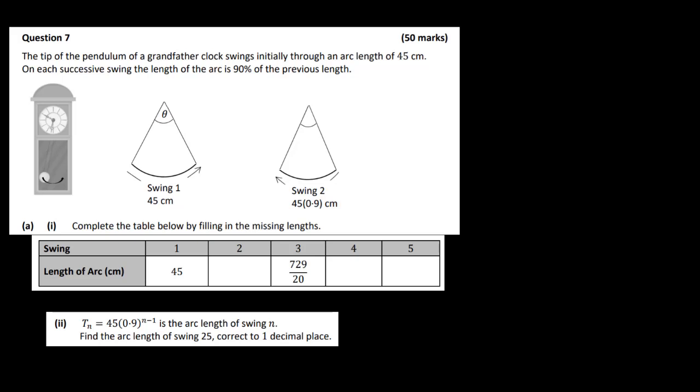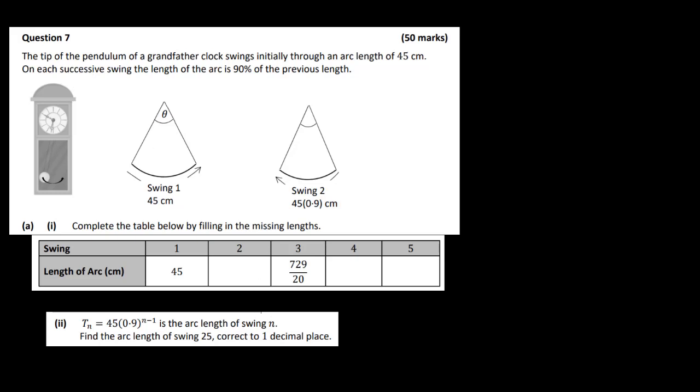We have the tip of the pendulum of a grandfather clock swings initially through an arc length of 45 centimeters. On each successive swing, the length of the arc is 90% of the previous length. Complete the following table by filling in the missing lengths here.